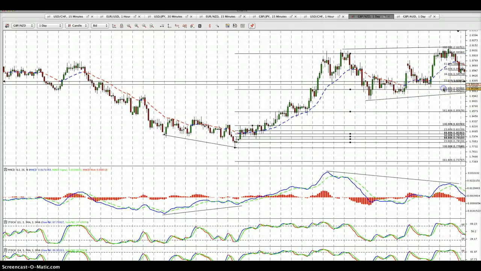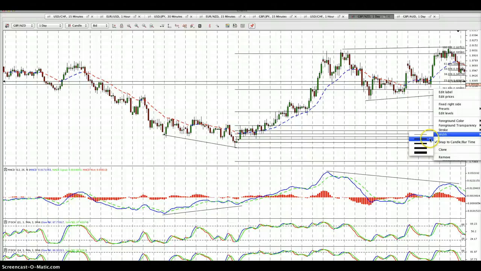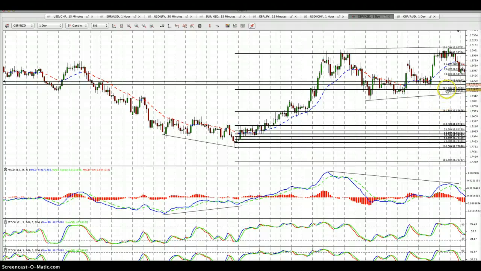I don't know if you can see it really clear. Let me just make it wider. Here's the 261 extension. Notice that price respected that level for about 2 days, broke through it, and then finally finished off that 423 extension.